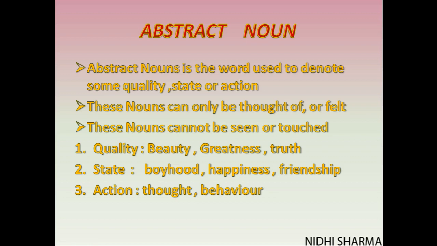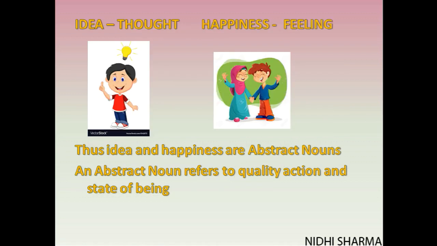Quality is beauty, greatness and truth. This is a quality. Beauty, greatness and truth are qualities, so they are abstract nouns. State: boyhood, happiness and friendship are abstract nouns. Action is a thought or behavior, so it is an abstract noun. Now let us see some more examples. Idea is a thought. Happiness is a feeling. Thus, idea and happiness are abstract nouns.